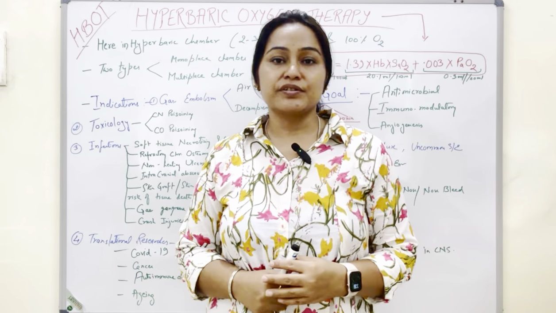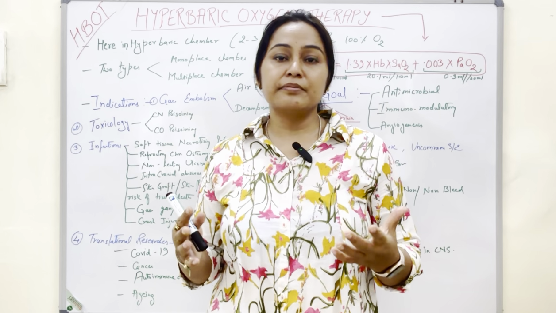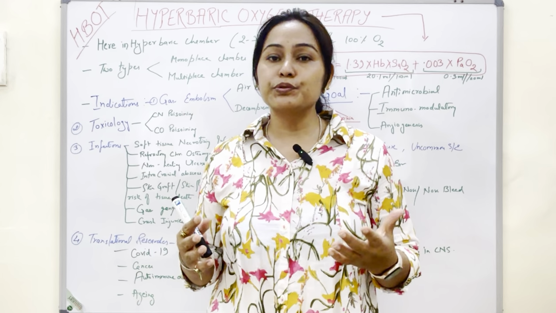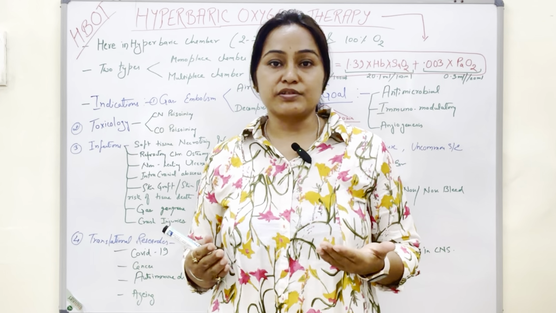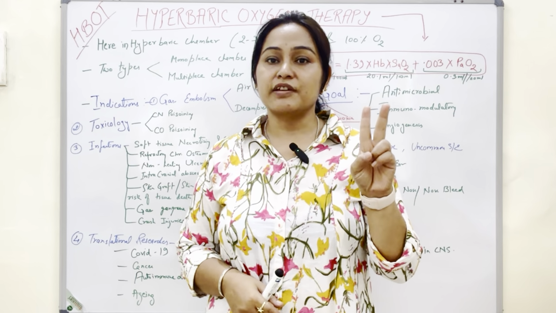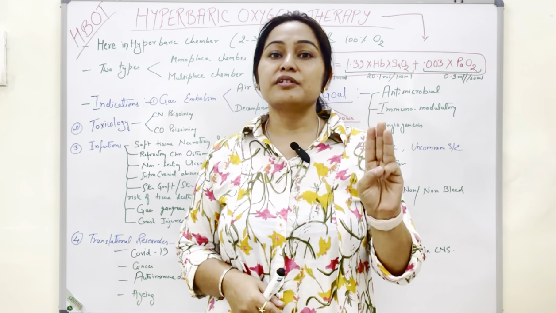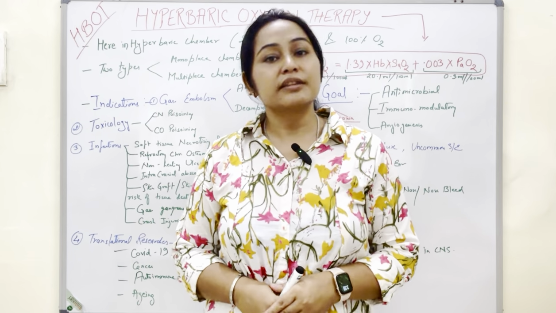We place the patient in the hyperbaric chamber, and the chamber has a pressure of 2 to 3 atmospheric pressure, and we make them breathe 100% oxygen. So 100% oxygen at 2 to 3 atmospheric pressure given to a patient placed in a hyperbaric chamber is called hyperbaric oxygen therapy.